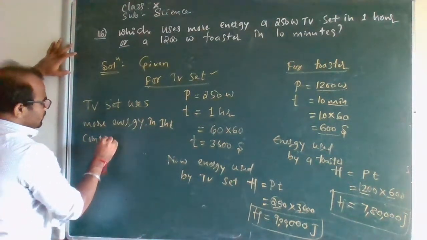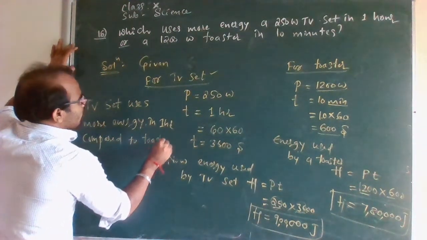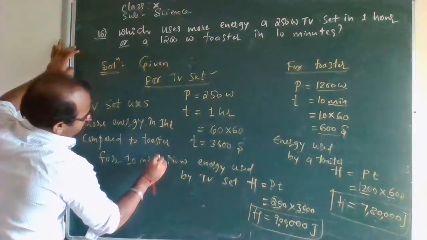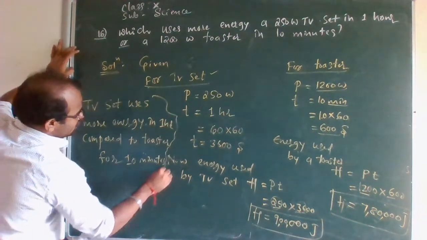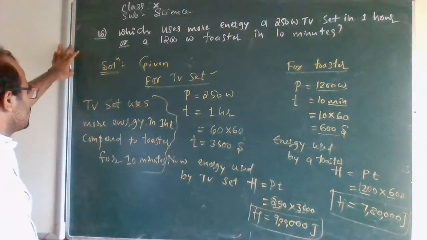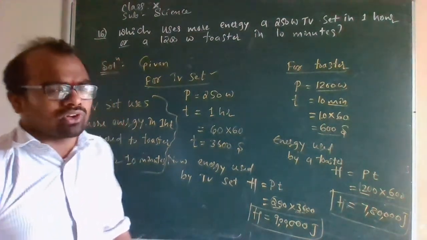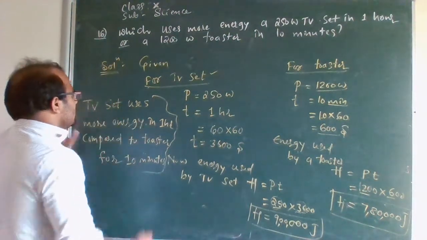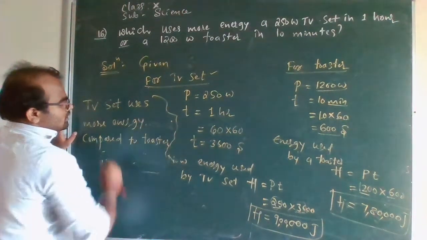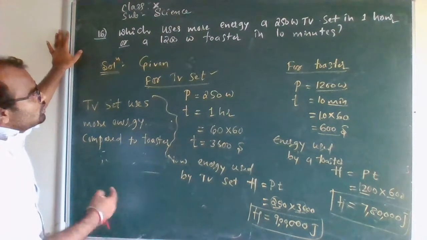compared to toaster for 10 minutes. You have to write the conclusion. TV set uses more energy in 1 hour compared to toaster for 10 minutes. Or, in 10 minutes you can write. Or if you want, you can write only: TV set uses more energy compared to toaster.